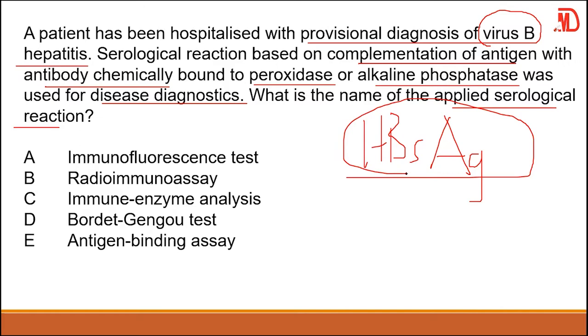And of course, we use peroxidase or alkaline phosphatase or glucose oxidase. These are the chemicals that we use to help in the analysis. I repeat, glucose oxidase, alkaline phosphatase, and peroxidase. These ones we can use to identify our specific antigen or antibody. But the whole test is called the immune enzyme analysis. So your answer here is C.